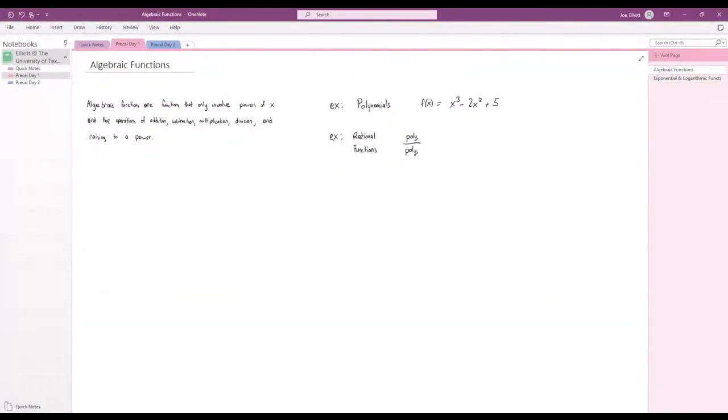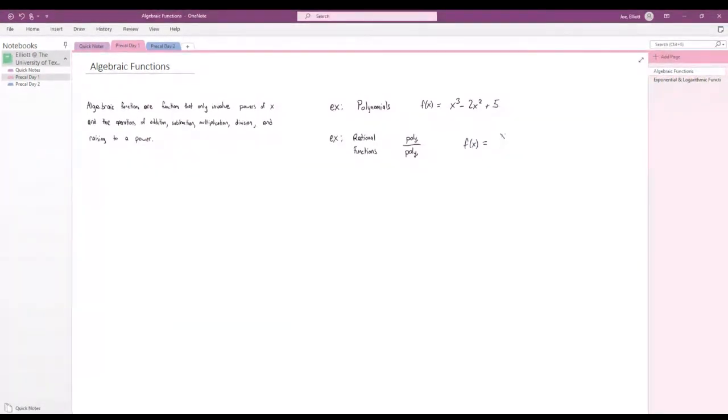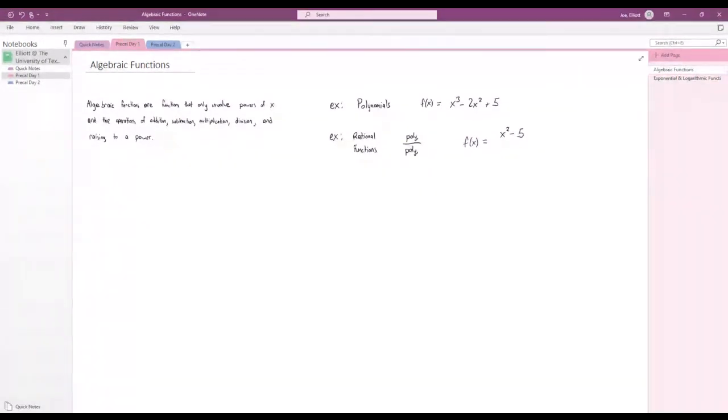Okay. So an example of a rational function, if I just make one up on the spot here, is a polynomial over another polynomial. Okay, so that's an example of a rational function. It's an algebraic function because again, it involves basically just powers of x, and it also has division going on between them.